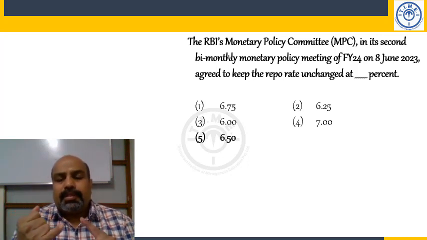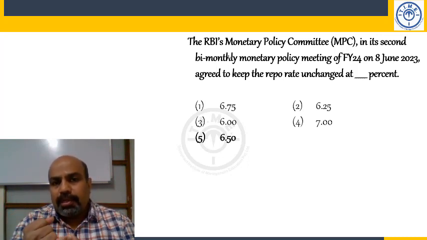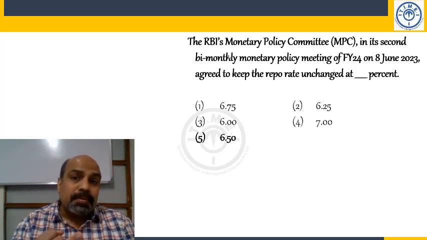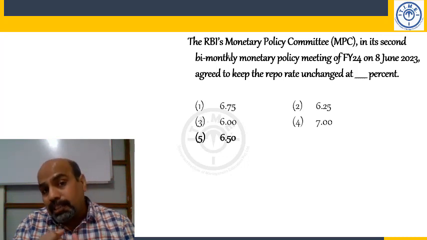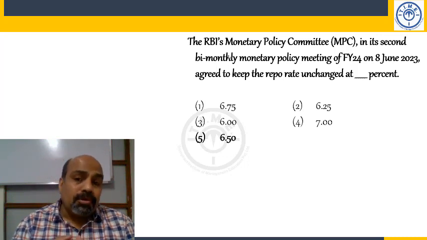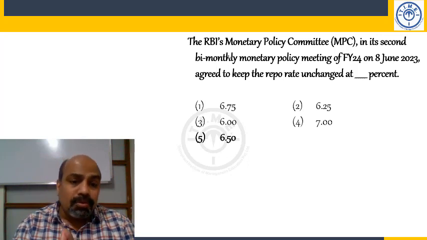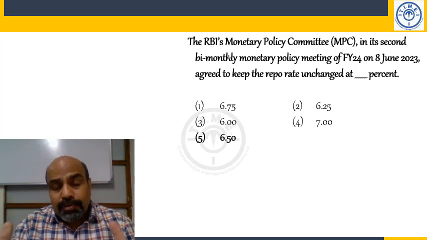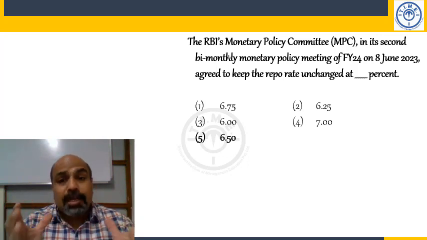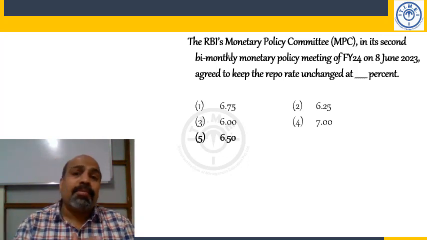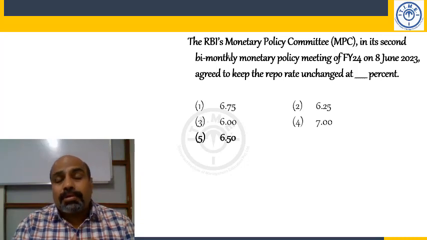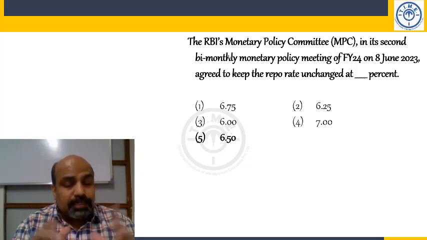So we have had six names. One, Governor Shaktikanta Das. Two, Dr. Rajiv Ranjan. Three, Michael Debabrata Patra. Fourth, Professor Jayant Verma. Fifth, Dr. Shashanka Bhide. And in the end, Dr. Ashima Goyal. That's about it.